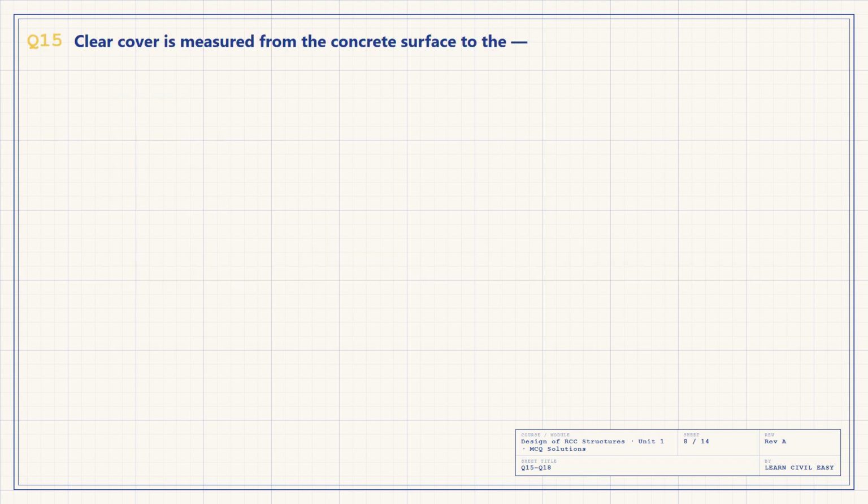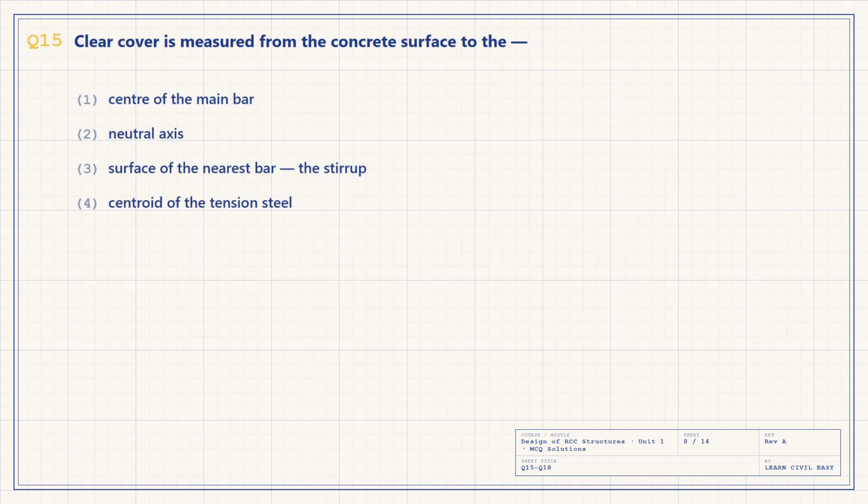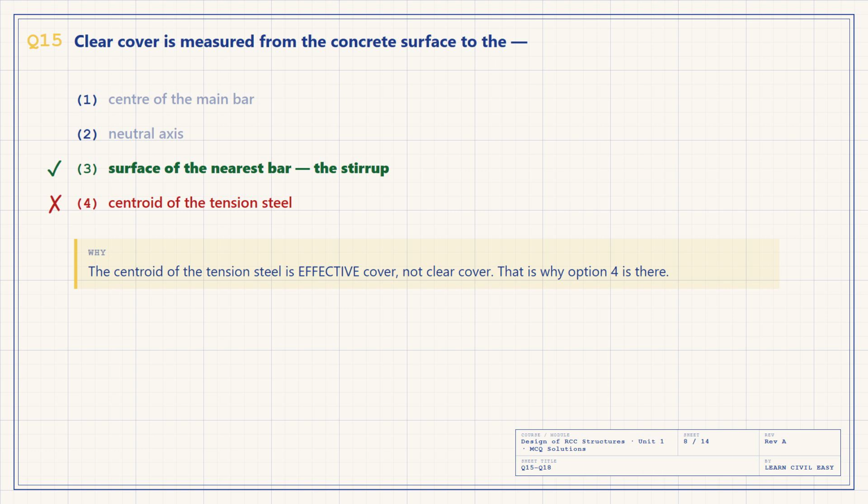Question 15. Clear cover is measured from the concrete surface to the option 3, the surface of the nearest bar, that is the stirrup. This is the classic cover trap, option 3. In the paper, the centroid of the tension steel is not clear cover, that is effective cover. A good student picks that one, which is exactly why it is there.